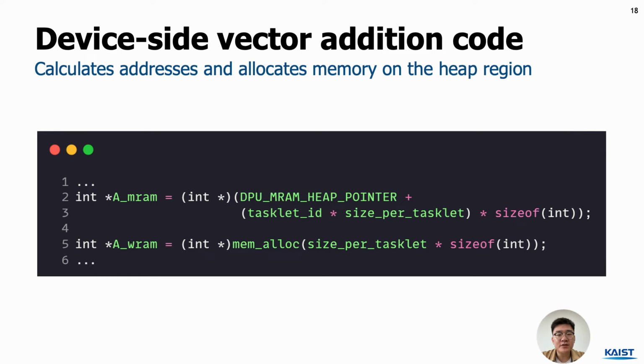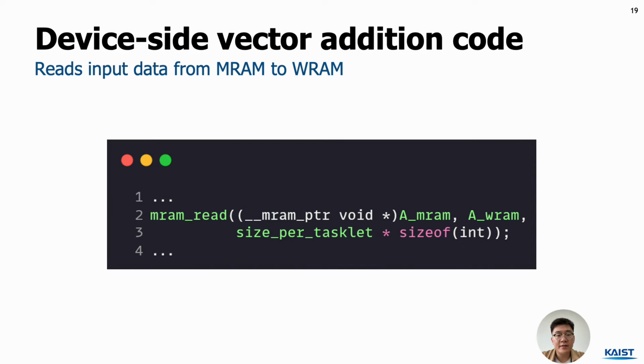Within each DPU, the device calculates the pointer address of the input data located in MRAM and allocates memory on the heap region of each DPU by calling the mem alloc function provided by UPMEM. Then, the DPUs read the data sent by the host by calling the MRAM read function. This will generate DMA instructions that load data from the DRAM to the scratchpad memory WRAM.